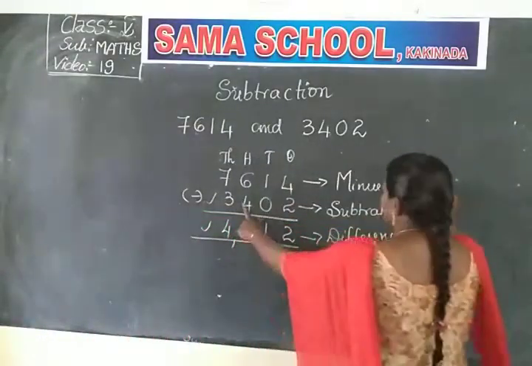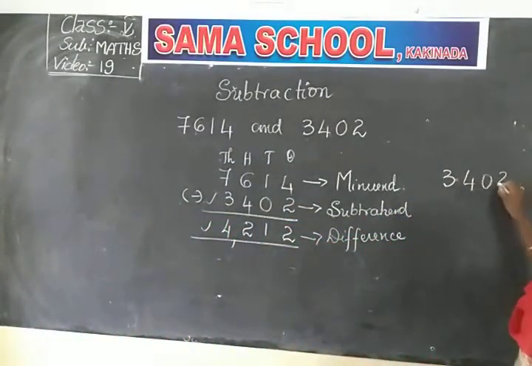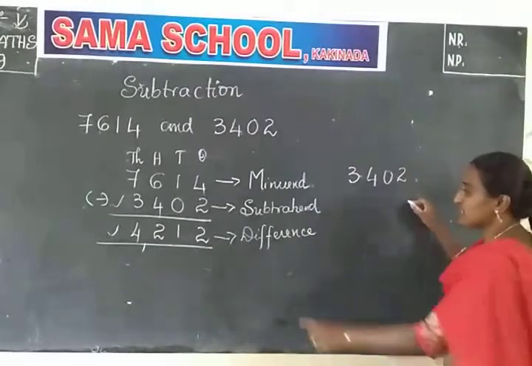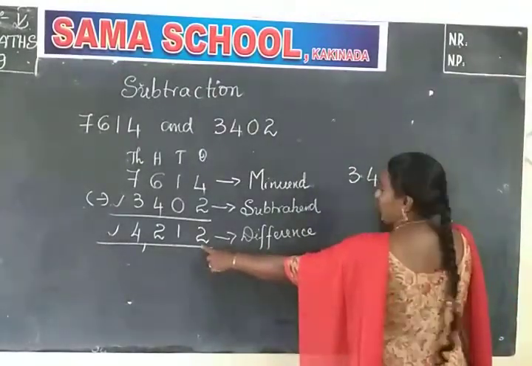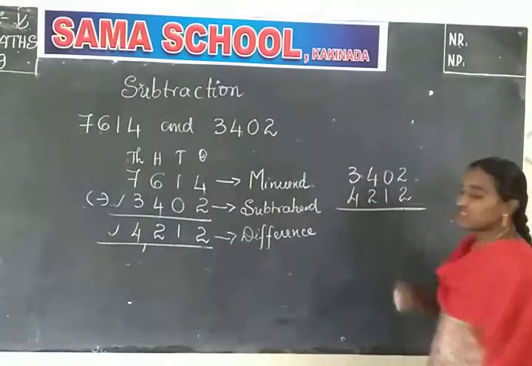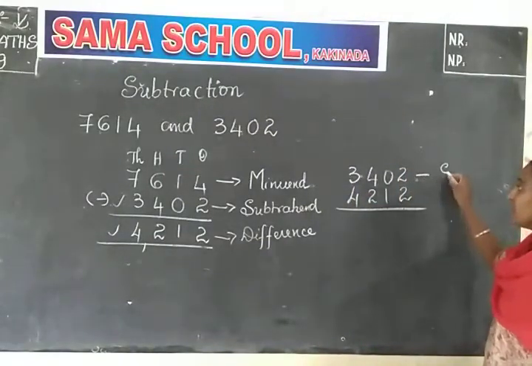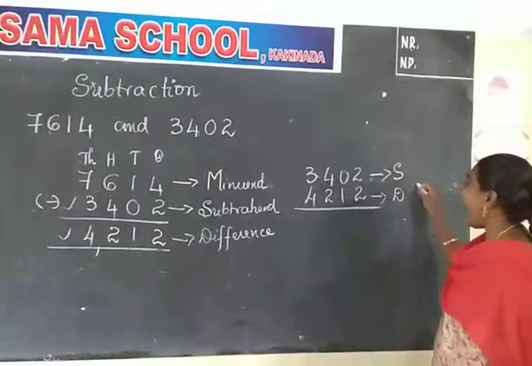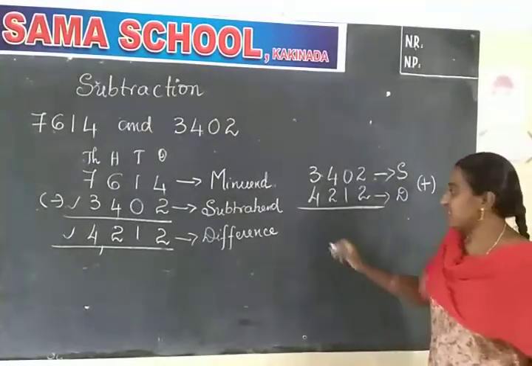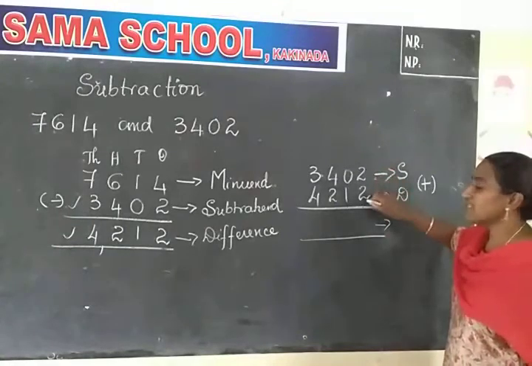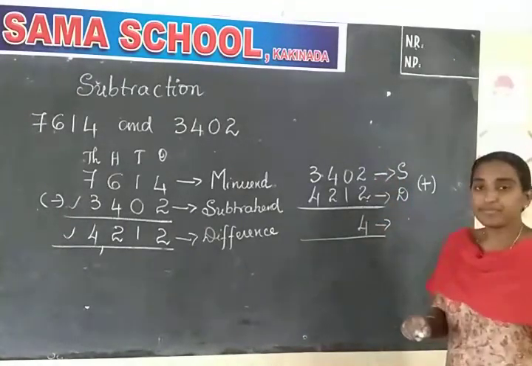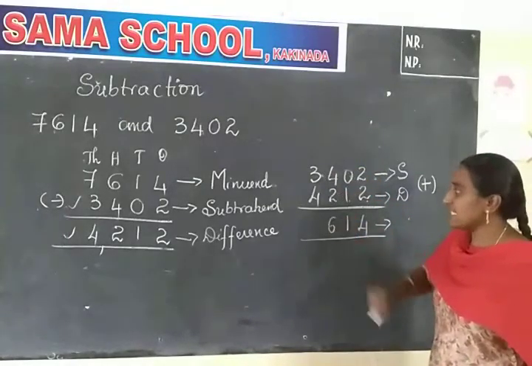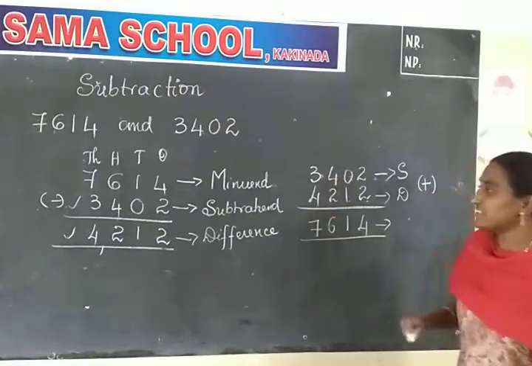So take the subtrahend, 3402. This is the subtrahend. And you have to take the difference. What is the difference you got here? 4212. This is the subtrahend I have taken, and this is the difference I have taken. And you add these two, subtrahend and difference. See what you will get. 2 plus 2, 4. 0 plus 1, 1. 4 plus 2, 6. 3 plus 4, 7.